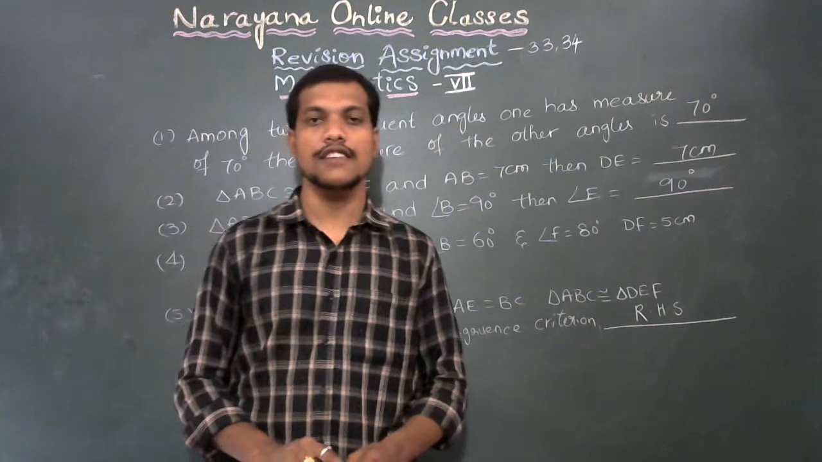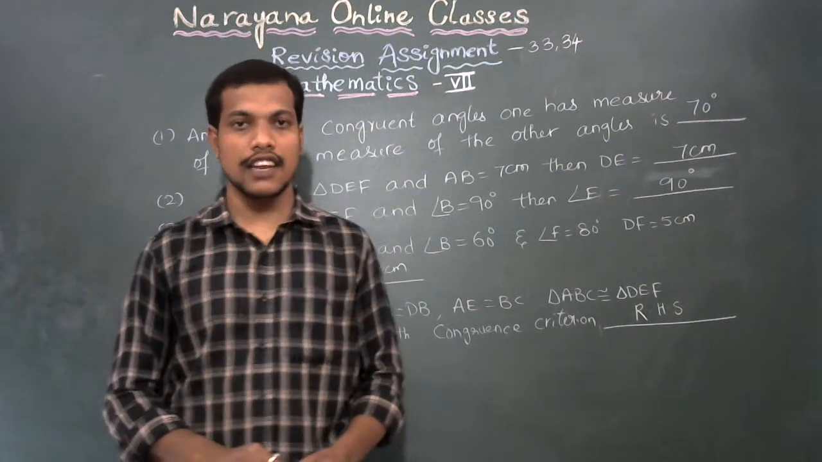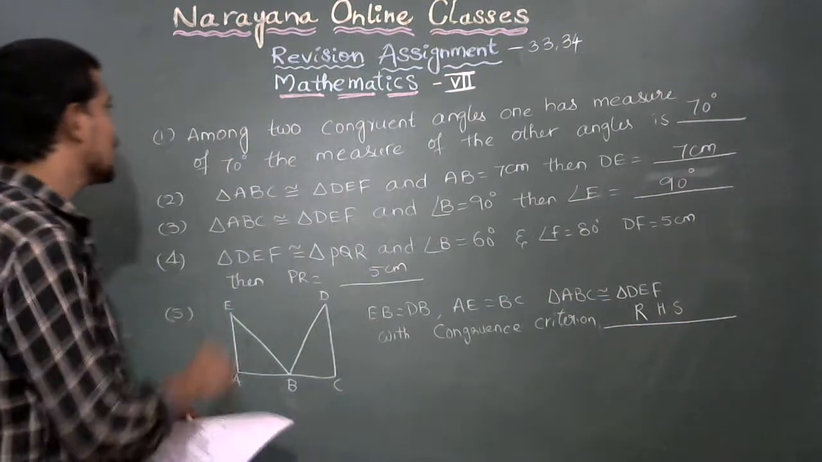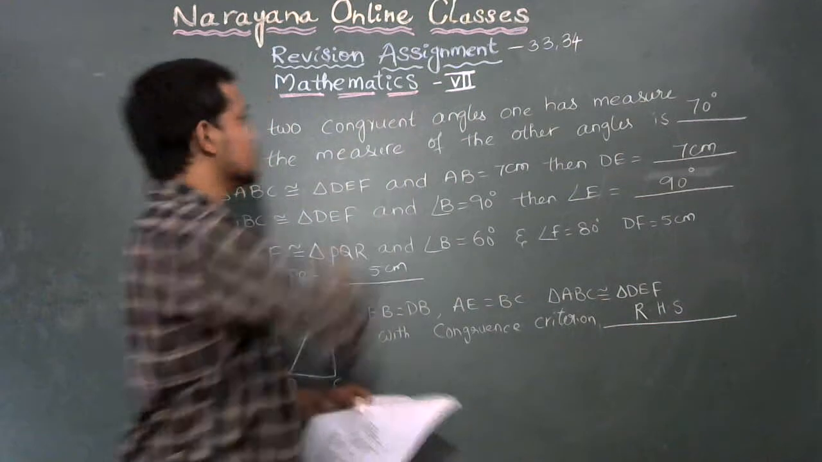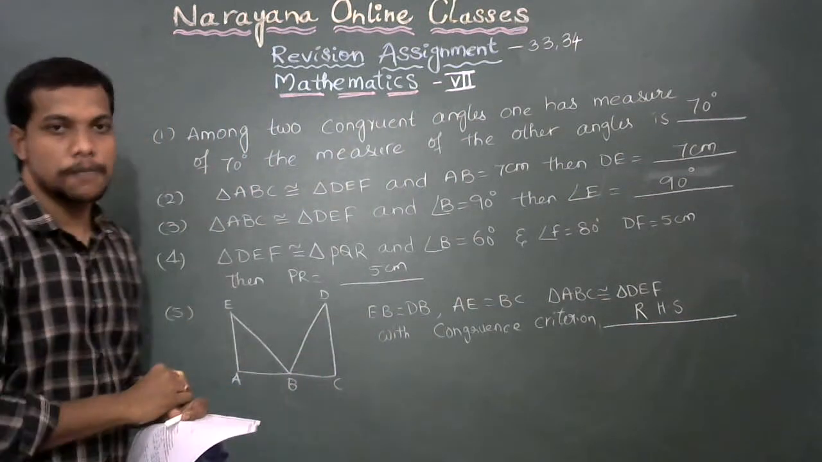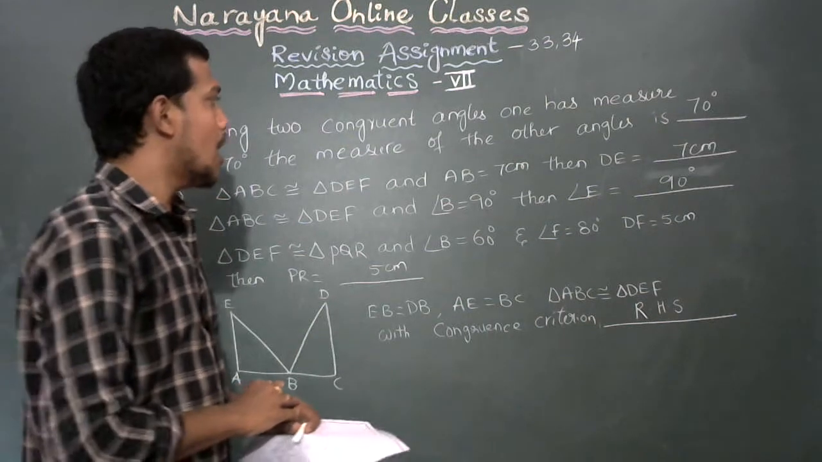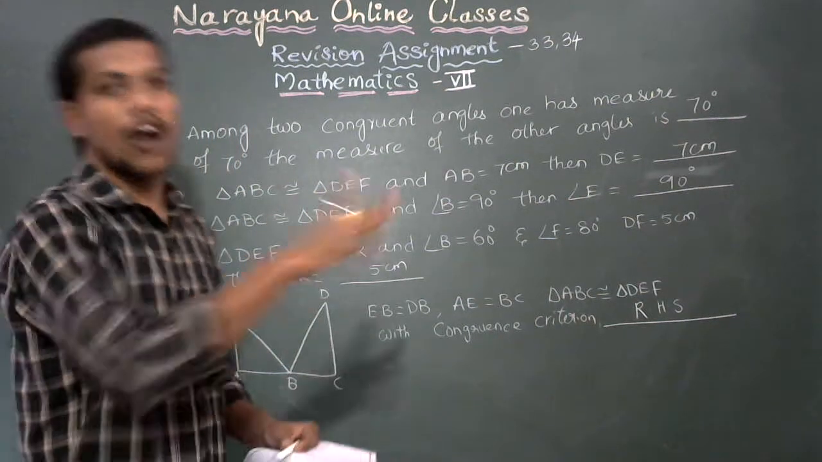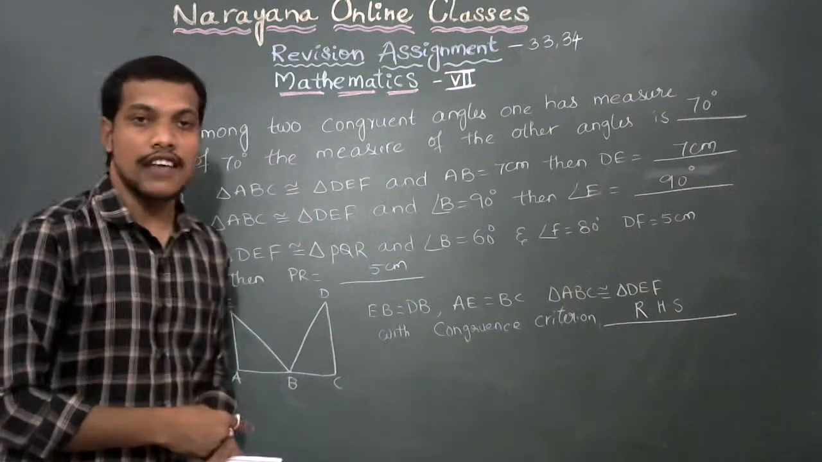So today we are discussing 7th class mathematics revision assignment 33 and 34. Among two congruent angles, one has a measure of 70 degrees. Then the measure of the other angle is also 70 degrees. Why? Both the angles are congruent angles.